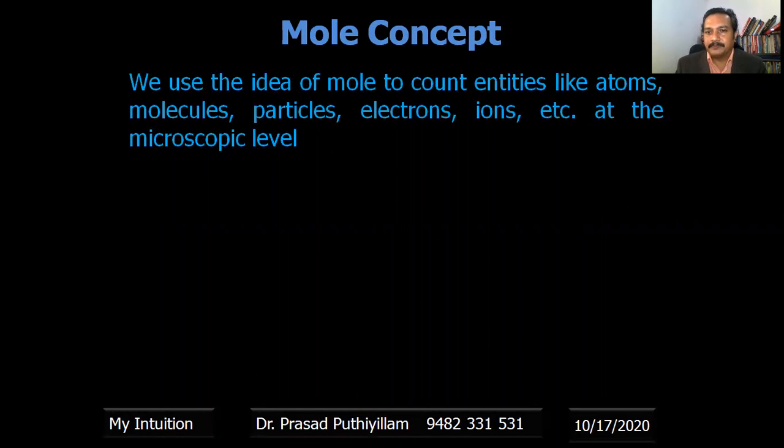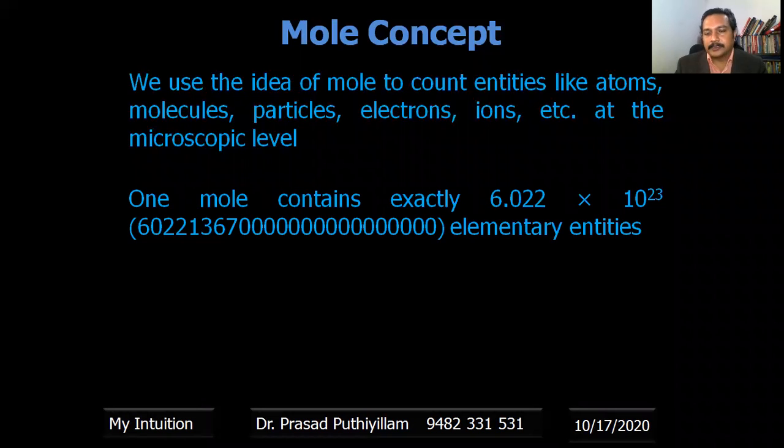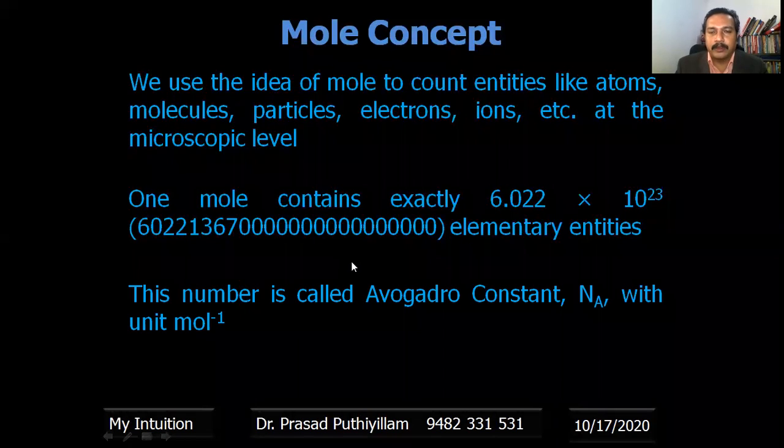at microscopic level. For example, it contains the elementary entities, it may be atom, molecule, particle, electron, or ions. These elementary particles are contained 6.022 multiplied by 10 to the power 23, or the number given 602213670000000000000000, in 1 mole. That much elementary entities are present if you take exactly 1 mole of that particular compound. This number is called Avogadro constant, represented by Na, and its unit is mole inverse or per mole.